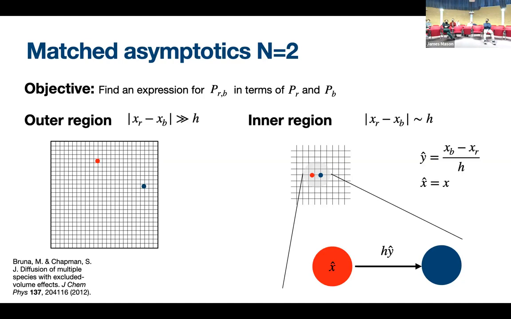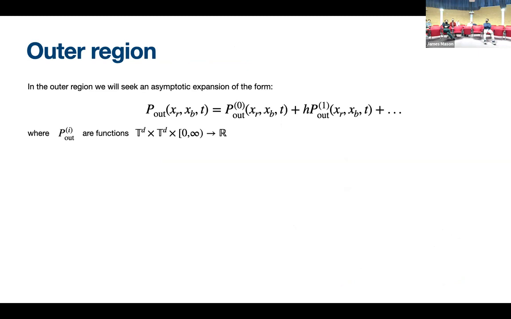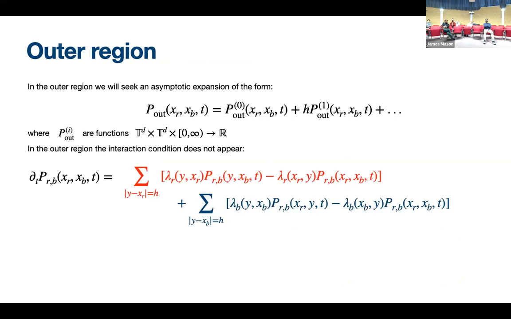Okay, so what happens in the outer region? In the outer region, we pick a simple expansion in h. Note that these x's, the two spatial coordinates of P out, will be smooth, so they won't be discrete. And we guess this is our expansion. And then because we're in the outer region, we now use the interaction part of our jump rates. And so we can just solve this with the product.